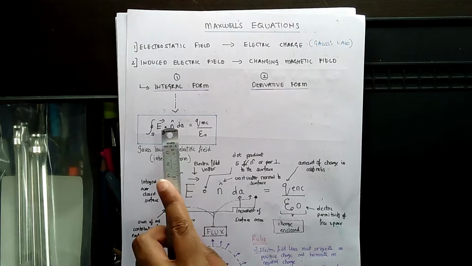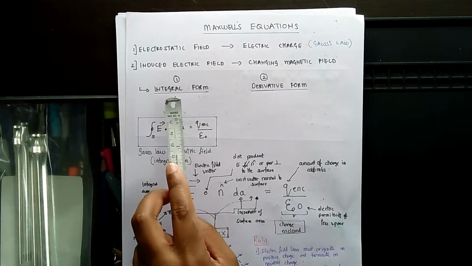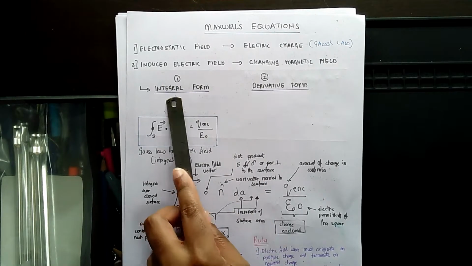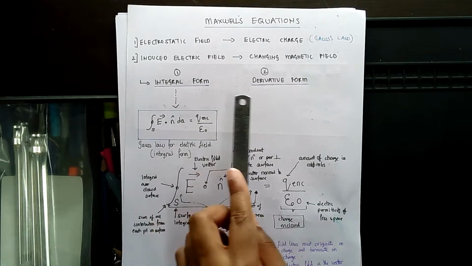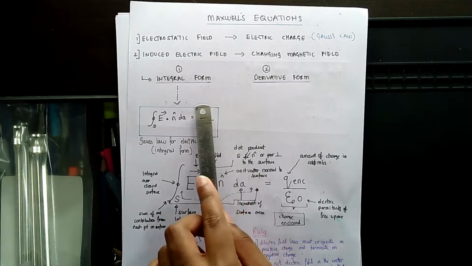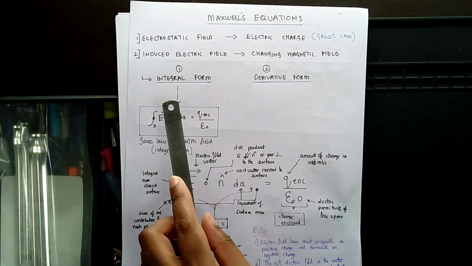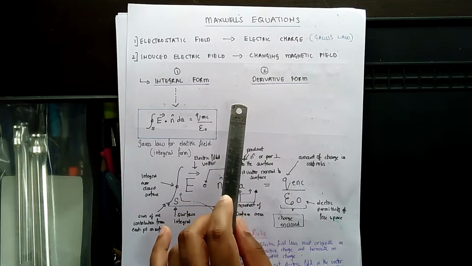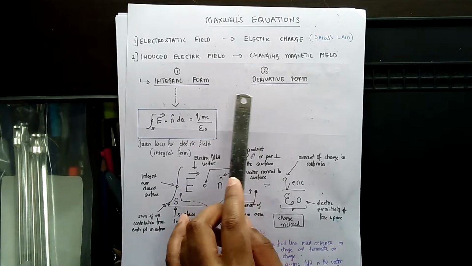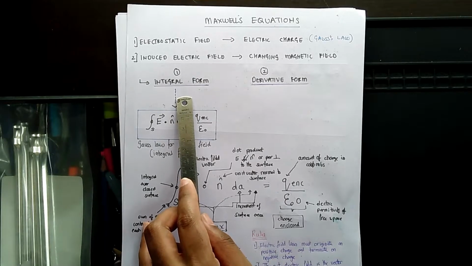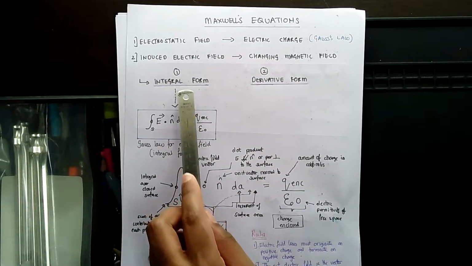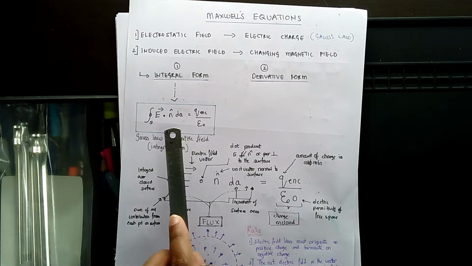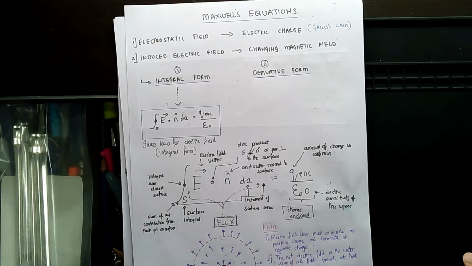Now, let's go to the first equation. Generally speaking, every equation of Maxwell has 2 forms. One is the integral form, and one is the derivative form. They both are basically two sides of the same coin, and they allow us to explain different phenomena related to the same equation. So in today's video, I'm only going to talk about the integral form of the first equation amongst the four equations.